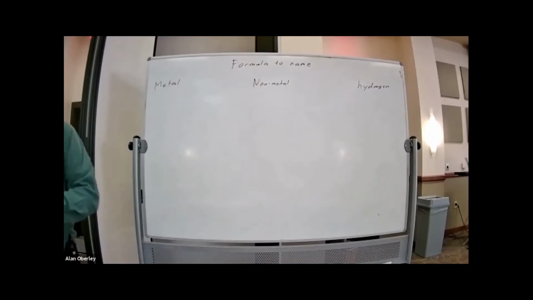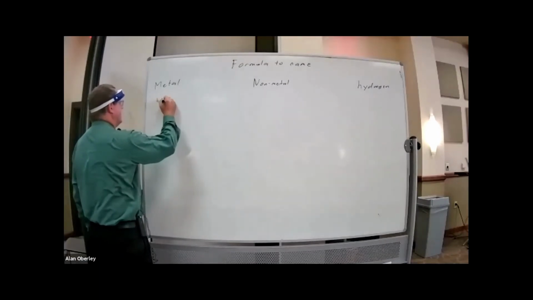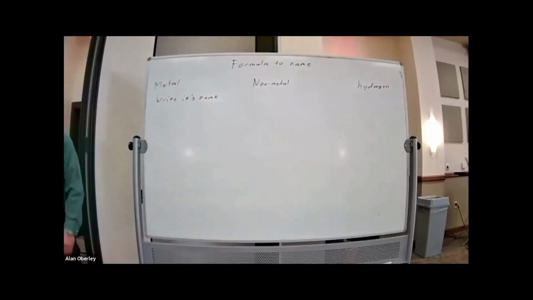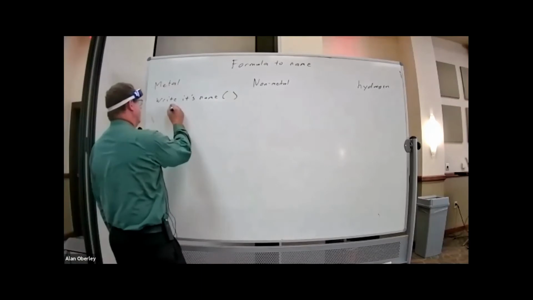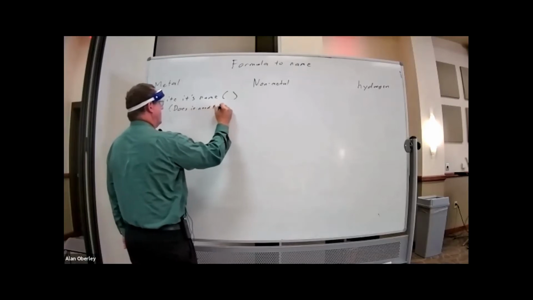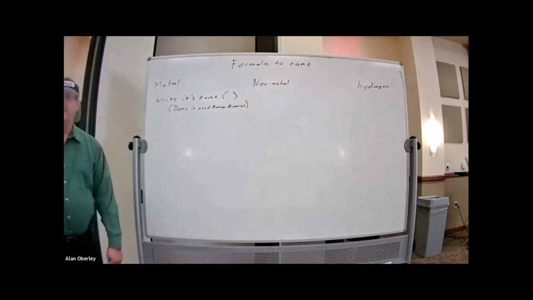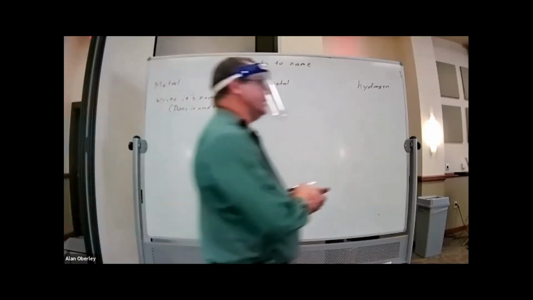Now, if it's a metal, here's what I want you to do. I want you to write the name of the metal. Name the metal. Write it down. And then you might need a parentheses. Okay, so sorry. That says, does it need a Roman numeral? Okay, that's what that says there. So you're going to look and see if it needs a Roman numeral.